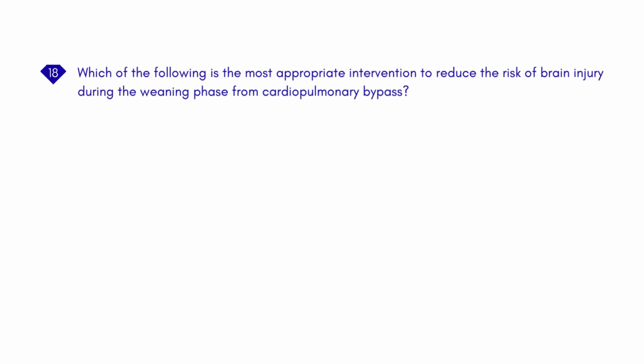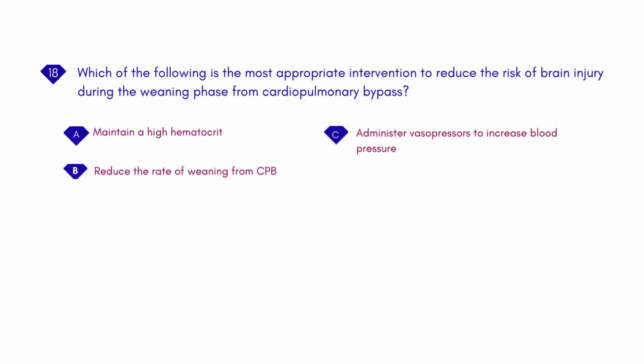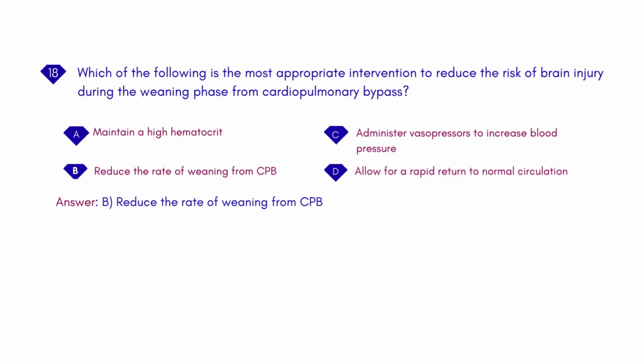from cardiopulmonary bypass? A. Maintain a high hematocrit. B. Reduce the rate of weaning from CPB. C. Administer vasopressors to increase blood pressure. D. Allow for a rapid return to normal circulation. Answer: B. Reduce the rate of weaning from CPB.